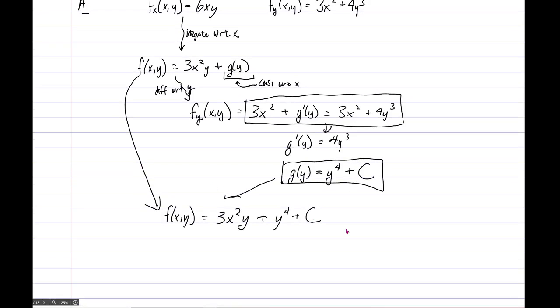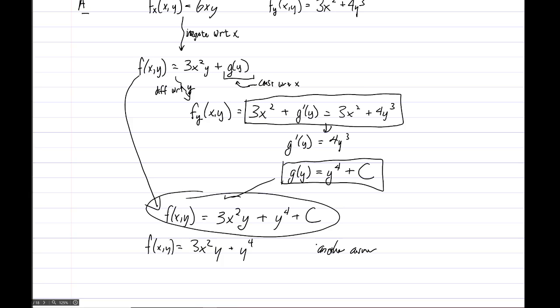Now, we're not quite done. We're so close to done. As far as an answer that works, one answer is f of x comma y is equal to 3x squared y plus y to the fourth. And another answer, staring at this, is f of x comma y equal to 3x squared y plus y to the fourth plus, well, how about 309? Okay.